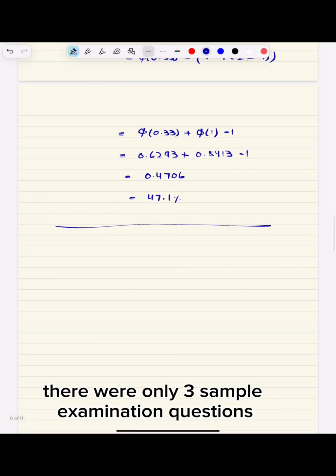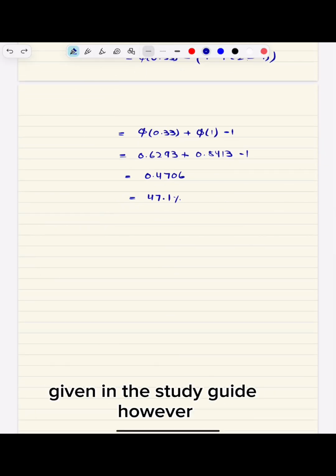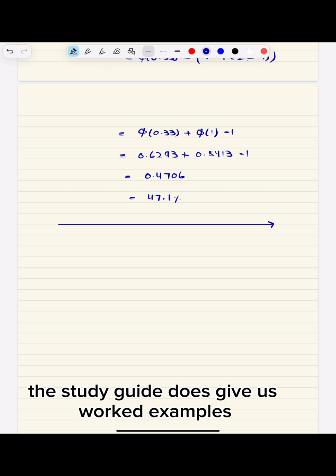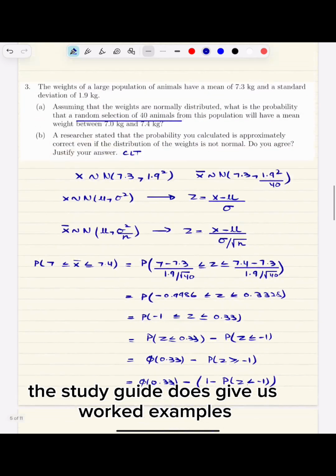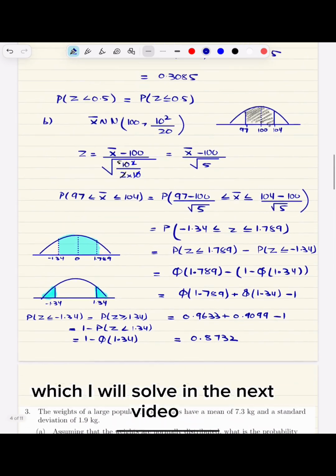There were only 3 sample examination questions given in the study guide. However, the study guide does give us worked examples as well as practice questions, which I will solve in the next video.